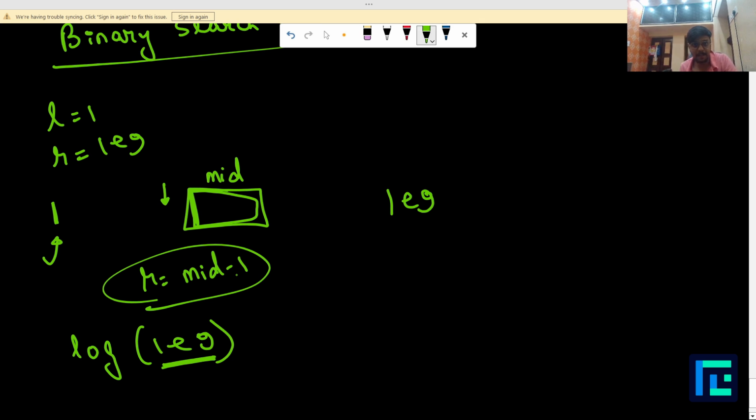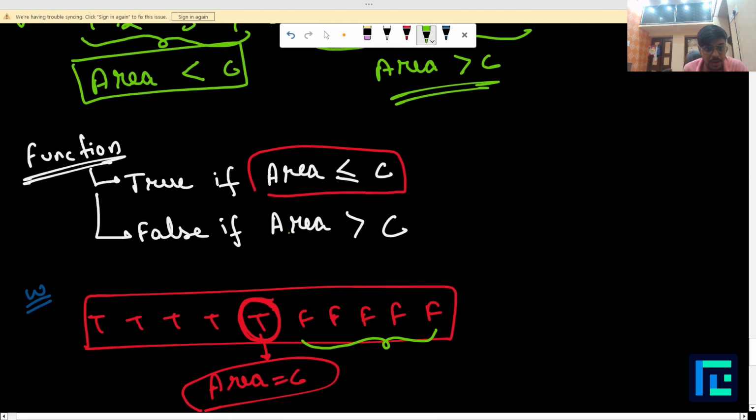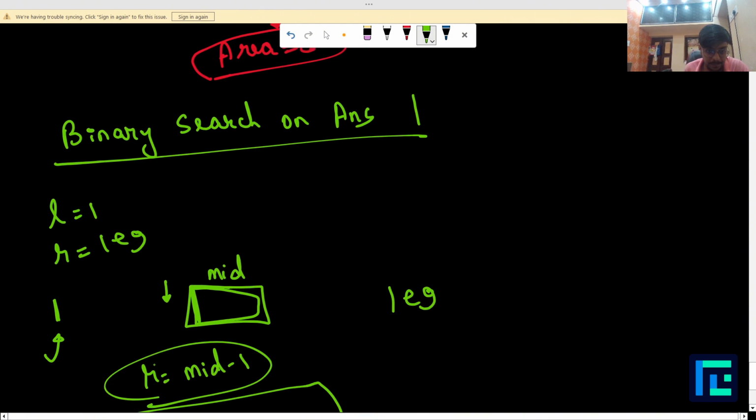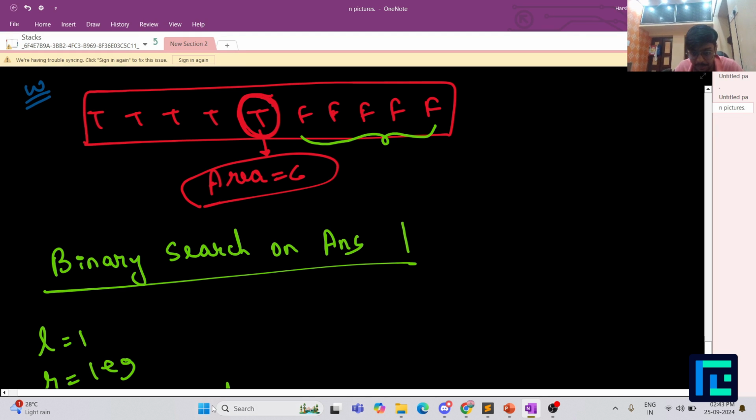So from linear time complexity we shifted to logarithmic time complexity, and this will definitely pass our constraints, because for every W the maximum time we take to check whether the area is lesser than or equal to C or greater than C is big O of n. So the total time complexity will become log of 1e9 multiplied by big O of n, and this will definitely pass the constraints. This is how we optimized our search space, reducing it by half at every iteration and lowering our time complexity. So let's jump onto the code and see the implementation part.